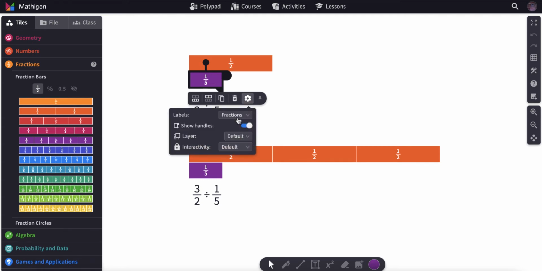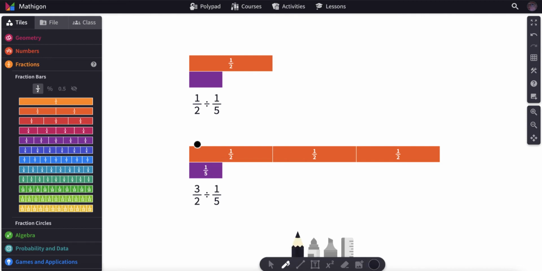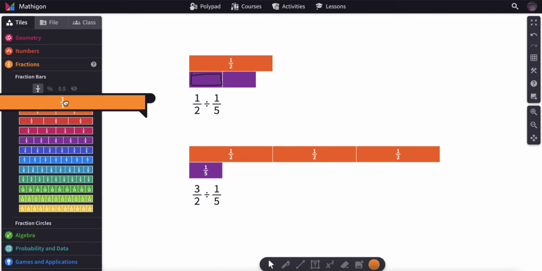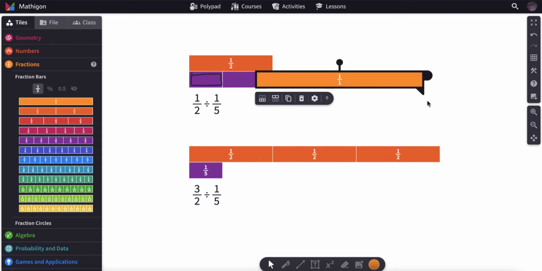Again, I'm going to take the designation off and just remind ourselves we want to know how many pieces of this size fit into here. We can see that it's 2 and a bit. 3 is too much, so it's 2 and a bit. We need another little piece here. I'm going to grab a piece here, and we're going to use our splitting technique to see if we can find another piece that will fit into that spot.